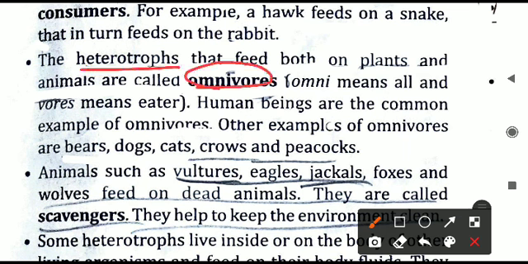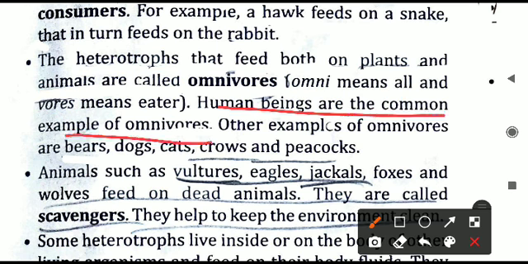There are certain kinds of animals or the heterotrophs which are eating both plant as well as animal. These types of animals or heterotrophs are called the omnivorous. Omni, when we talk about omni, it is called all, and vorous means eater. So all eater means they are eating all the things, plant as well as animals. Human beings are also a common example of omnivorous only. So other examples like bears, dog, cat, crow, peacock, all these are omnivores only.